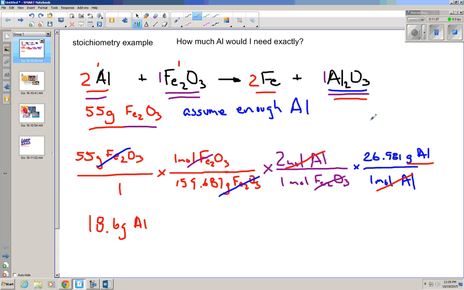Okay, so this is basic intro to stoichiometry problems. Hopefully this has helped you in terms of understanding the problems a little bit more.